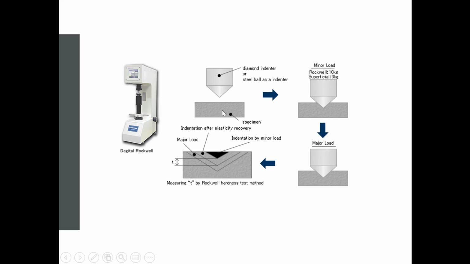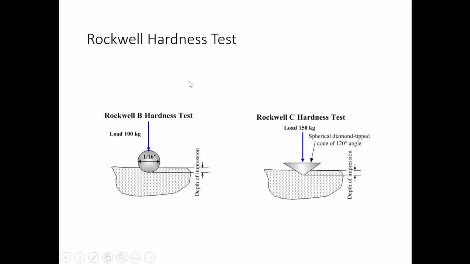So initially you have to touch the specimen to the diamond indenter, then minor load is applied. The minor load is generally 10 kg, and then major load is applied, which may be 60, 100, 150 kg or 300 kg. In Rockwell hardness test there are two types of indenters, that is ball type indenter and diamond shaped indenter. So this is the depth of impression which is required to measure the hardness in Rockwell.